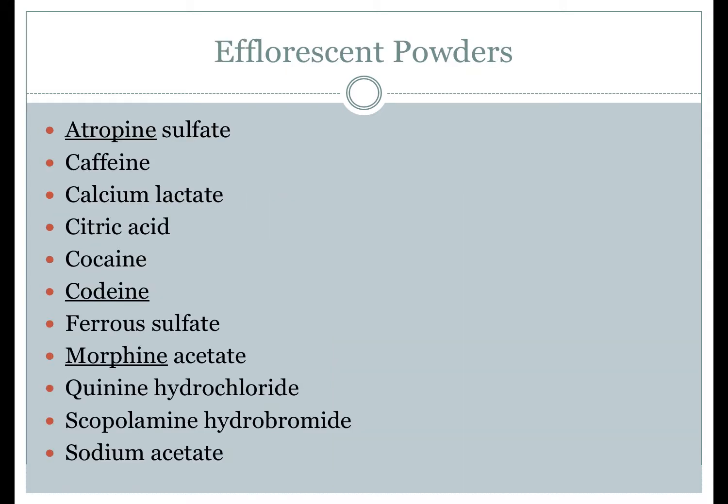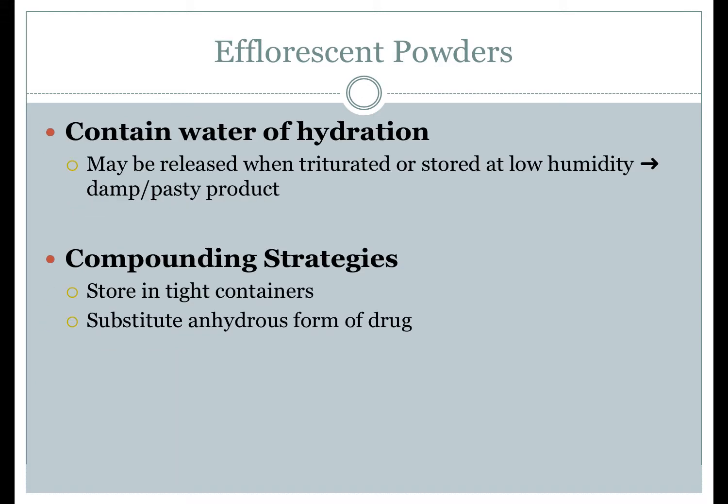We will begin our more detailed discussion of compatibility issues by focusing on efflorescent powders. These types of powders are listed on this slide. There are many commonly used drugs on this list, including atropine and codeine salts and morphine. These are all drugs which in their powdered form exhibit an efflorescent property. The problem with using efflorescent powders is that they contain water of hydration that can be released while working with them, especially in areas with low humidity.